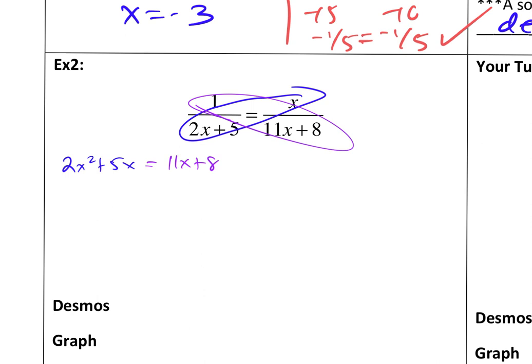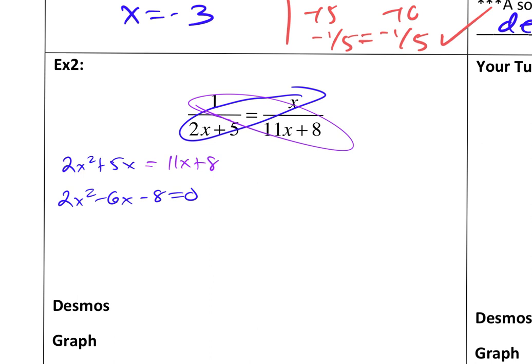So I'm going to combine everything onto the same side. I'm going to subtract the 11x and I'm going to subtract the 8. And when I do so, we're going to get 2x squared minus 6x minus 8 is equal to 0. Now at this point, we have a lot of options. The first option generally is to try and factor. If something factors easily, it's going to be a quick way to get our answer. Because it's a quadratic, the second thing we can try and do would be the quadratic formula.